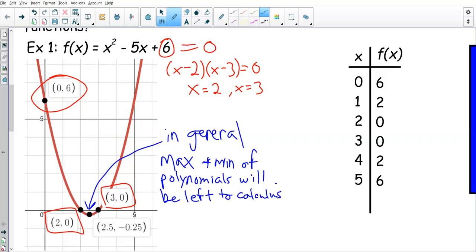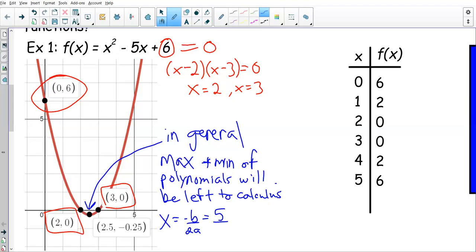Now, that is only if it's something that we don't already know how to do. Now, for this one, we know how to find that minimum value. We know x is equal to negative b over 2a. So that's going to give us 5 over 2.